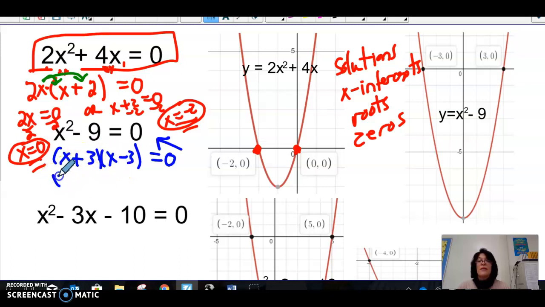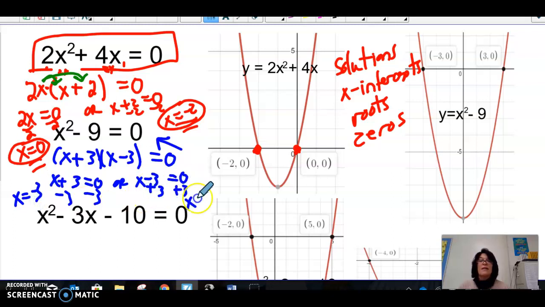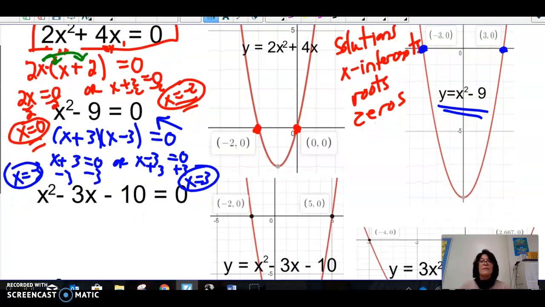Again, I have a product. In order for this product to equal 0, either x plus 3 has to equal 0, or x minus 3 has to equal 0, or both. For x plus 3 to equal 0, x would be negative 3. For x minus 3 to equal 0, add 3 to both sides, so x would have to be 3. Well, look what happens when I graph y equals x squared minus 9. The x-intercepts are negative 3 and 3. The x-intercepts are the solutions to the quadratic equation set equal to 0.